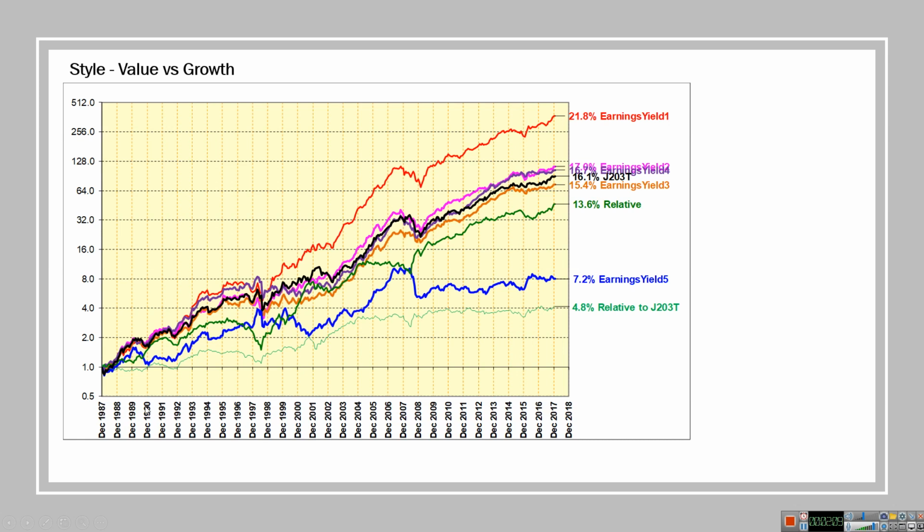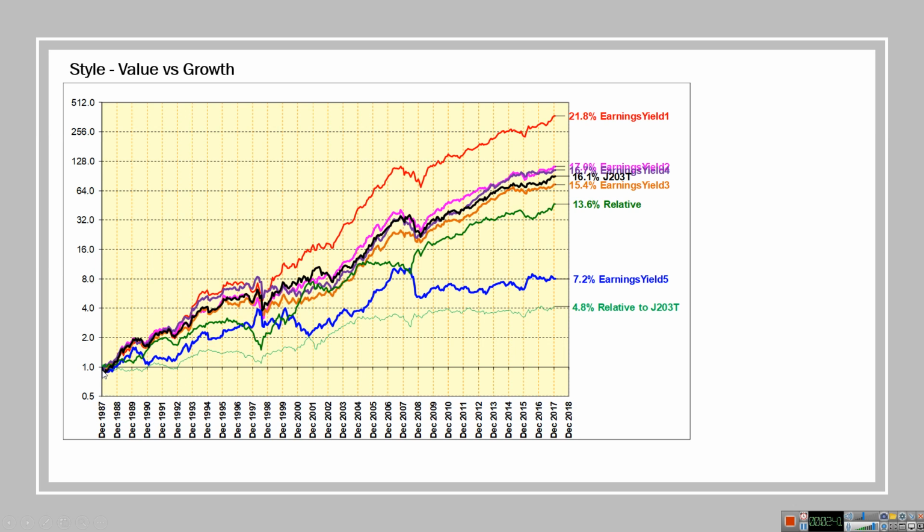To illustrate this, here is a typical plot that Chris and I would have produced over the years. This one looks at the value versus growth style, and we're using earnings yield here, the inverse of the price to earnings ratio, if you like. Fama and French use a different metric for this: the book to market ratio. We think this is actually better, so I'm showing you this one and how we do it.